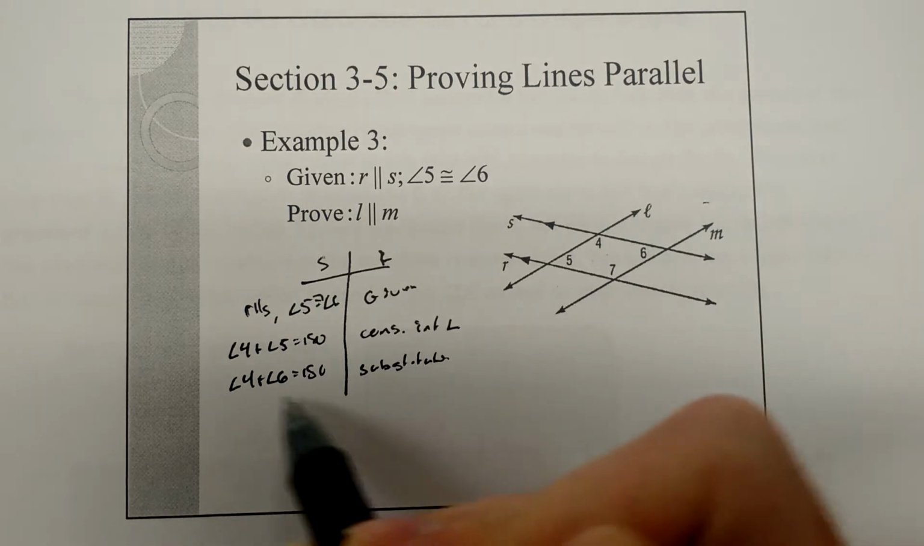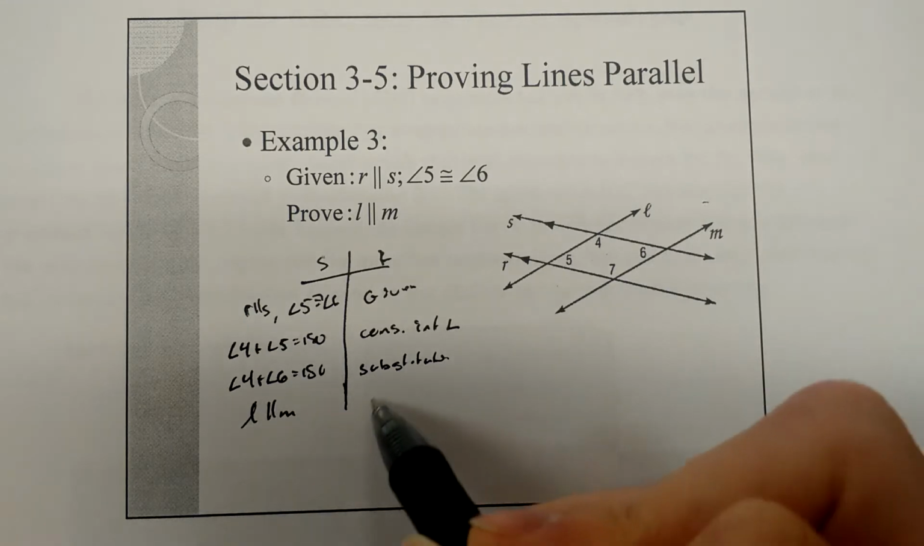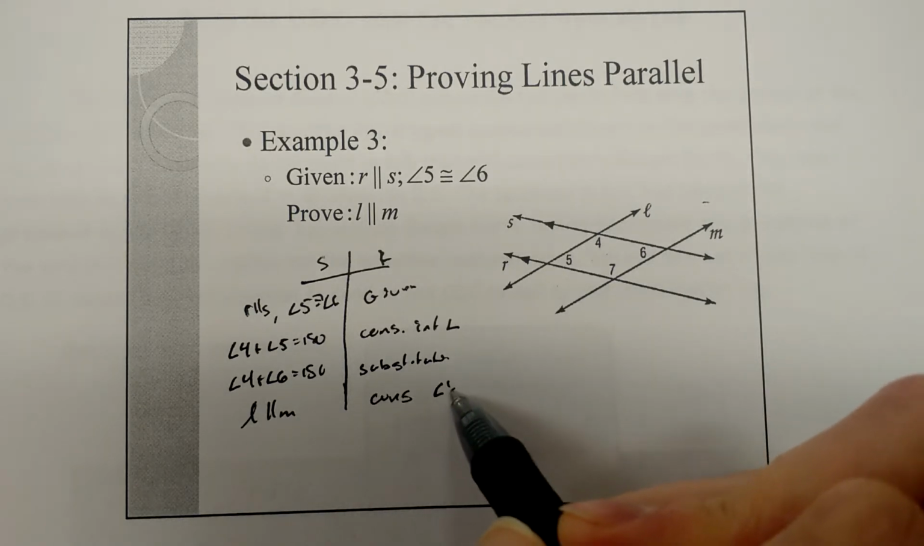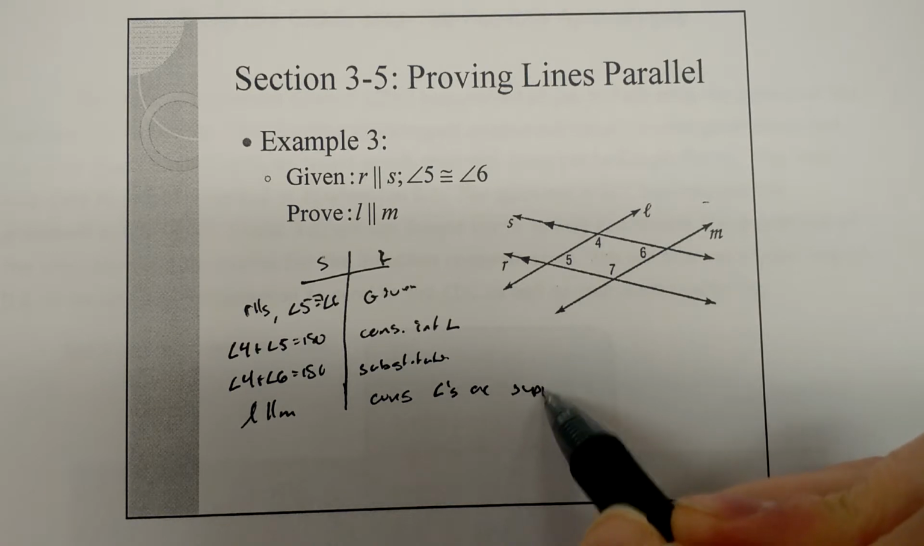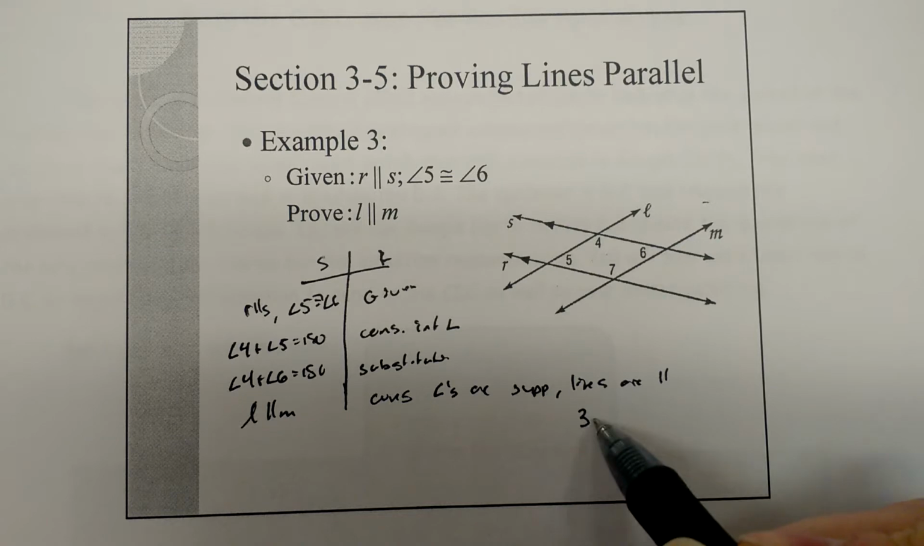And if angles 5 and 6 are congruent, angle 4 plus angle 6 is also 180 by substitution. And if that's true, L is parallel to M, consecutive angles are supplementary, lines are parallel. That would be 3.6 if you're doing the theorems.